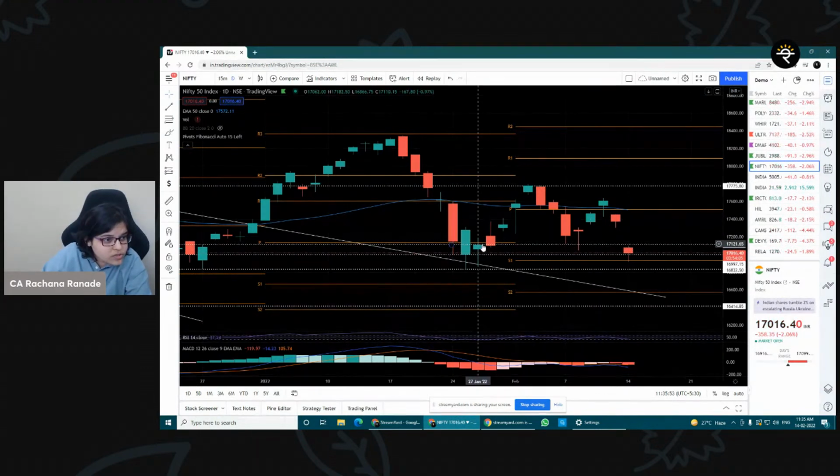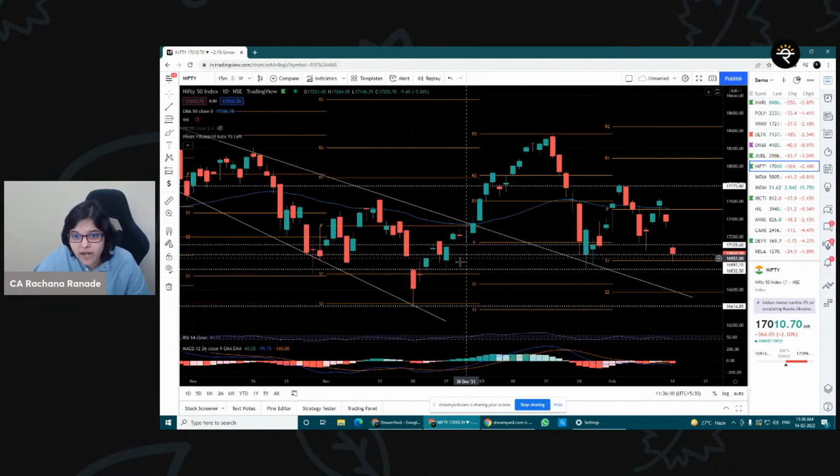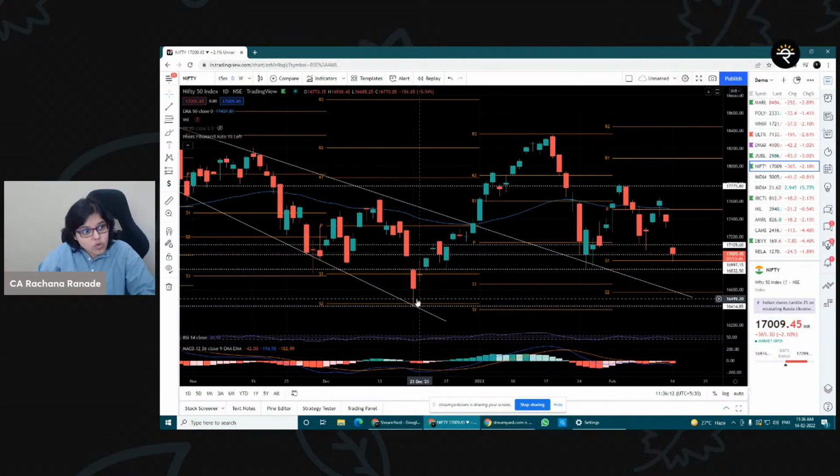We should close above 17,100 if I want to be comfortable. Closure below 17,100 on what? On closing basis it can be a bit uncomfortable for me, is what I'm telling you. Okay, why? I hope you have understood. We are talking about the trend of lower lows being formed.